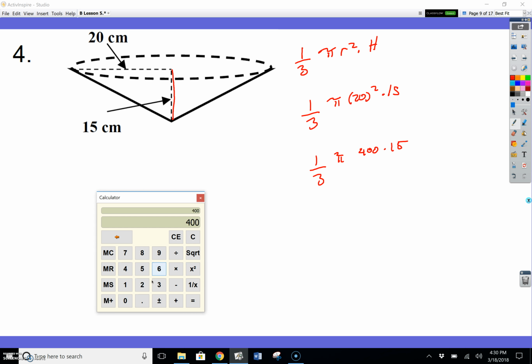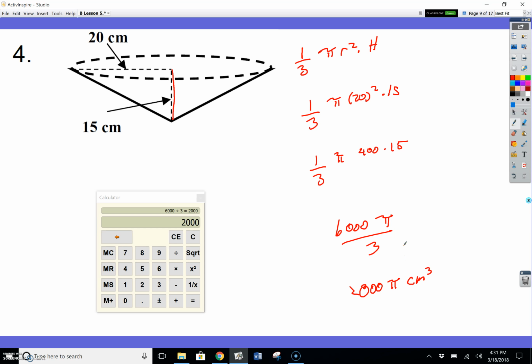So 400 times 15 is equal to 6,000 pi all over 3. I'm going to divide it by 3 now, and that does go in evenly. So in terms of pi, my answer is 2,000 pi. And we're going to use my units of centimeters cubed.